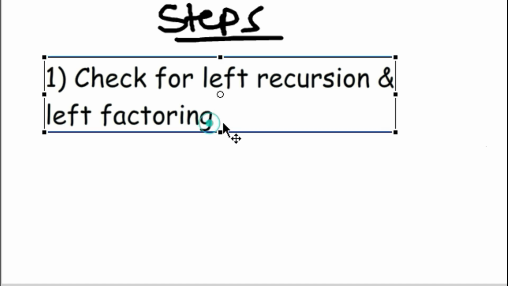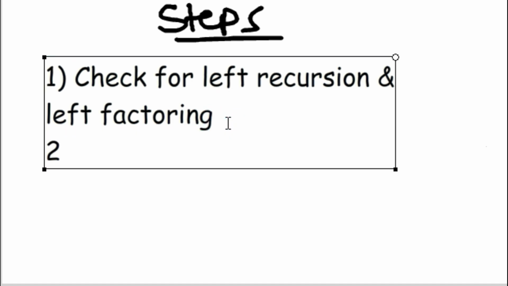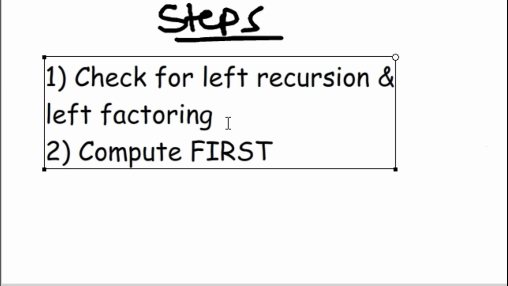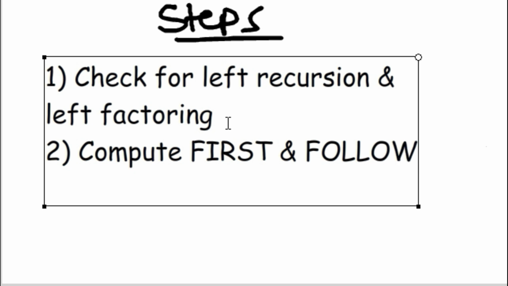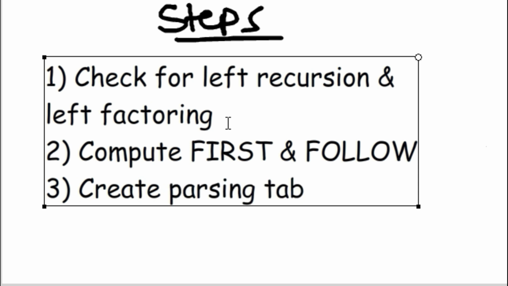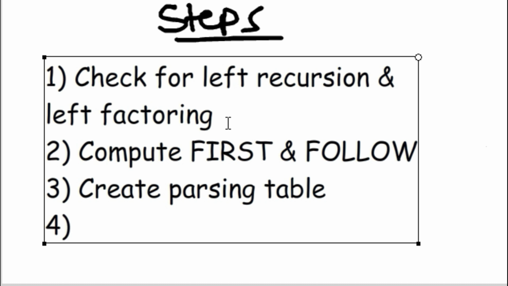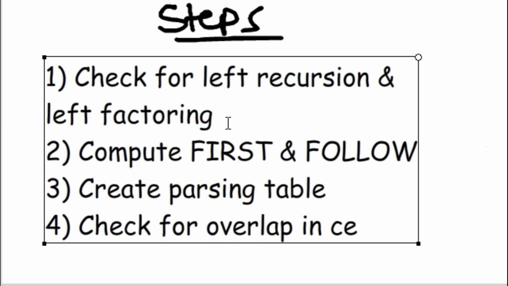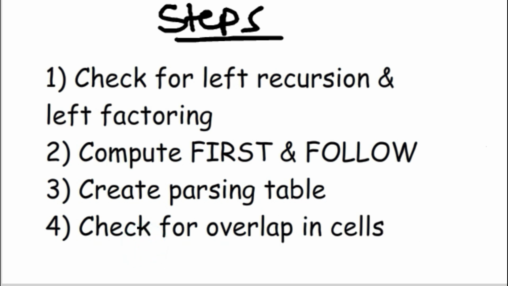So that is the first step, to check for left recursion and left factoring. The second step is to compute first and follow. We know how to calculate first and follow from the last video. So we have to compute first and follow. Third step is to create a parsing table, and we will learn how to create a parsing table. And then the fourth step is to check for overlap in cells.